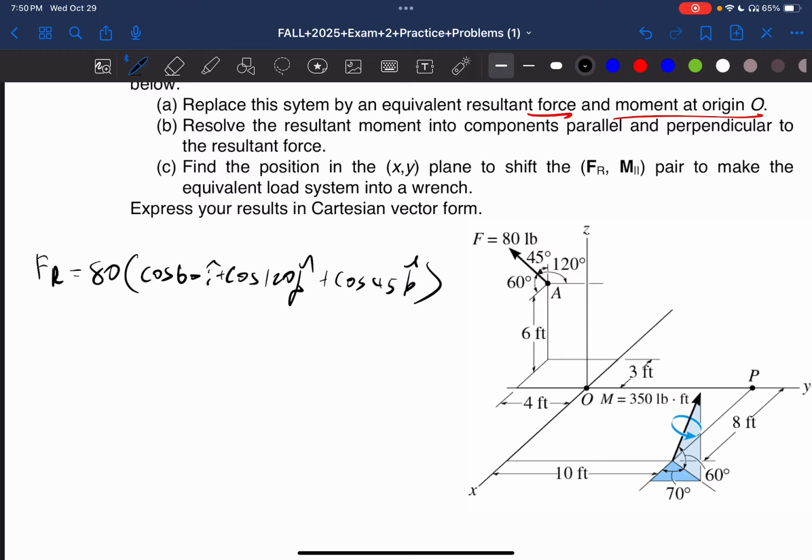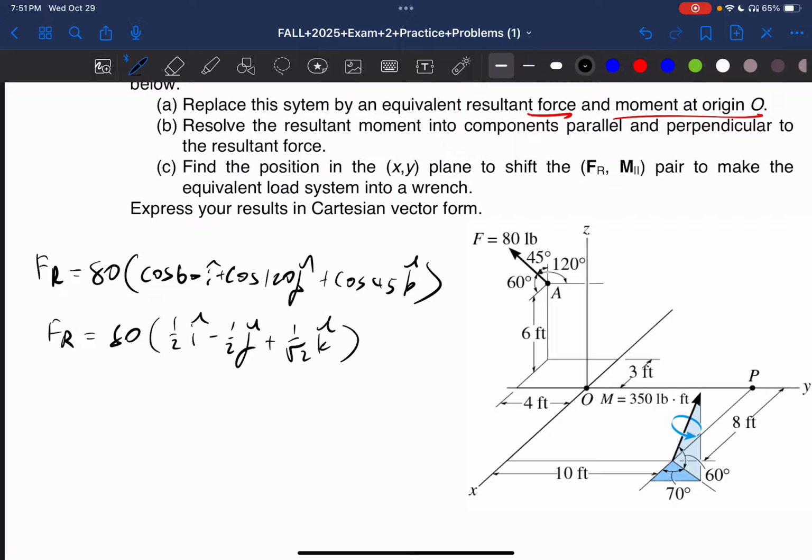That looks about right. So the force resultant is going to be equal to 80 pounds times cosine 60, which is 1/2 i, and cosine 120 is going to be negative 1/2, or 1/2 j, sorry. And this is going to be 45, square root of 2 over 2. Wait, no, what am I talking about? The x component is going to be 1 over square root of 2, yeah.